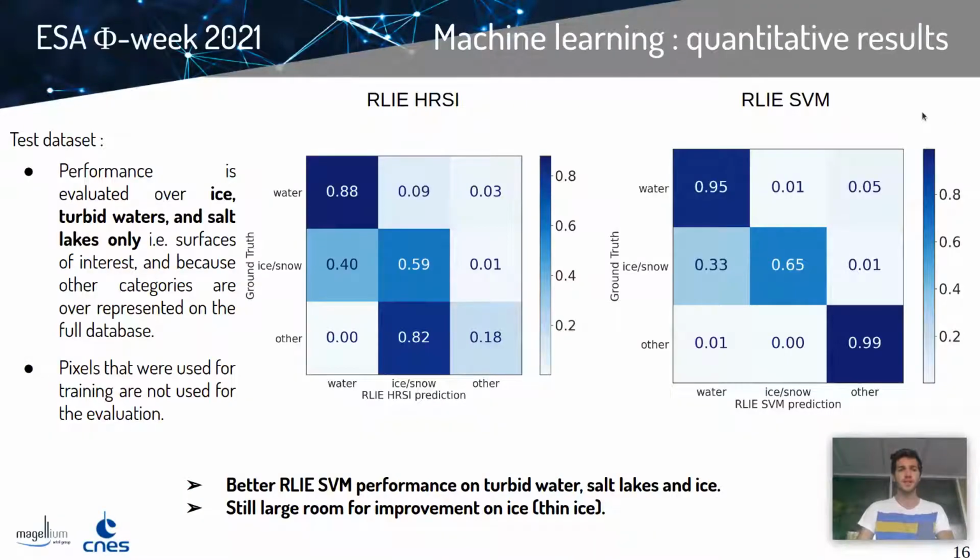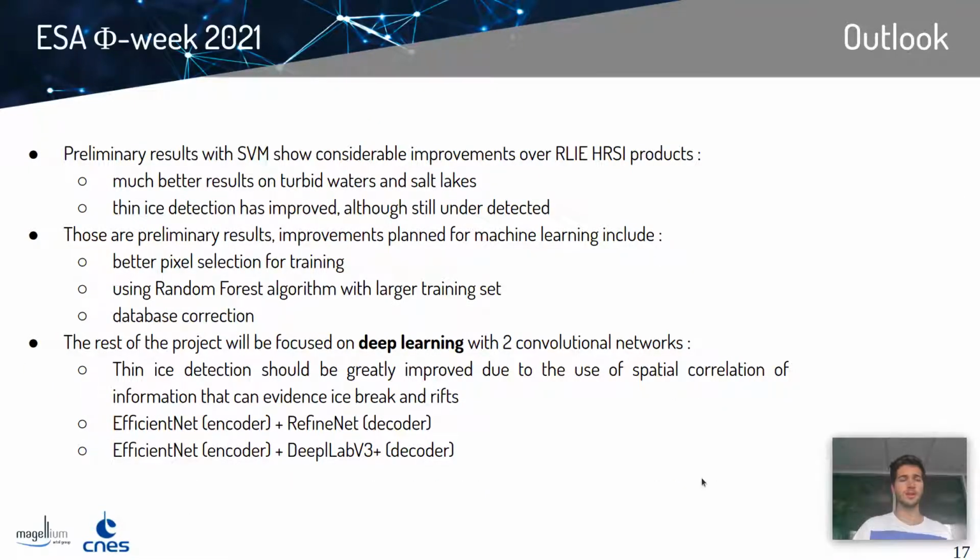For quantitative results, we show here confusion matrices of both methods on ice, turbid water, and salt lake surfaces only, as these surfaces are the ones of interest. As you can see, our method shows overall better performance, even if some improvement needs to be made on thin ice detection. As a conclusion, there is considerable improvement of our method for turbid water and salt lake detection, even if some work has to be done on thin ice detection.